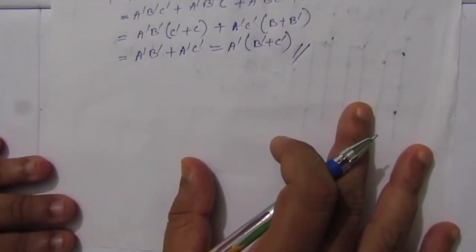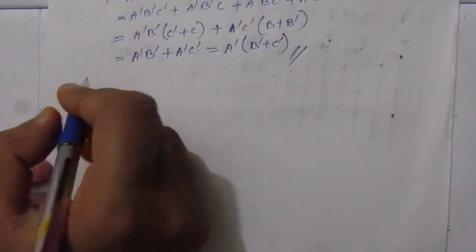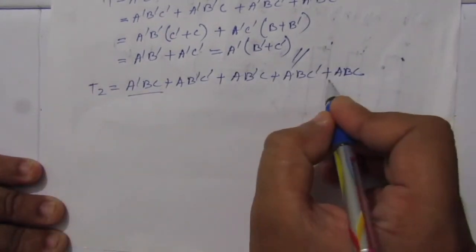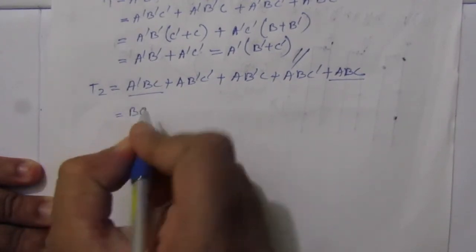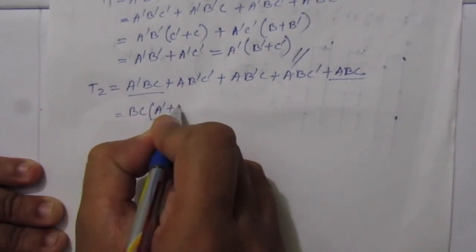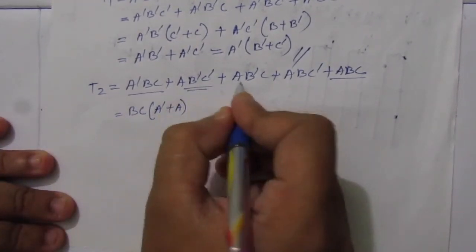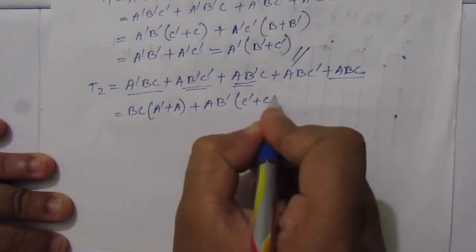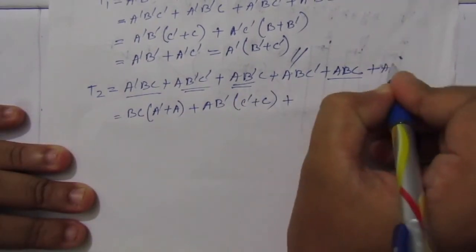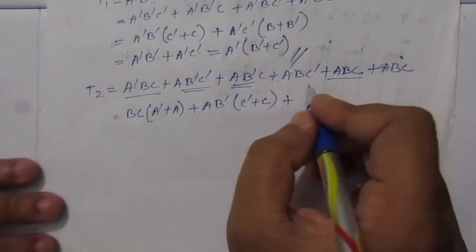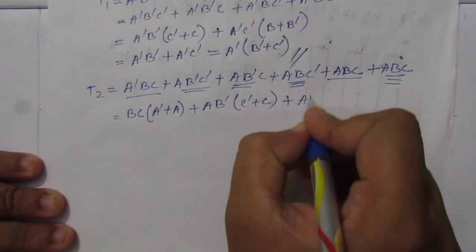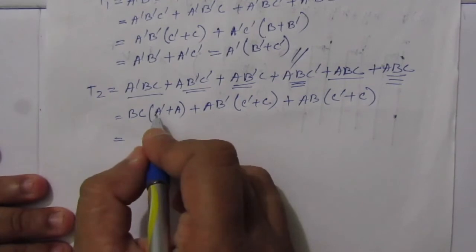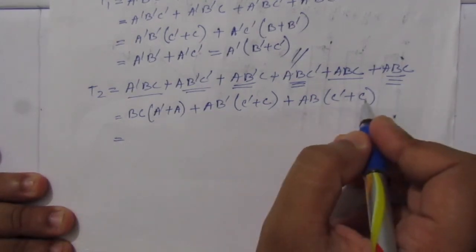Now let us find the minimized Boolean function for T2. T2 equals, from the first term and the last term, if we take BC common, we will get A bar plus A. Then from these two terms, we can take A, B bar common. We will get C bar plus C. If we add another A, B, C here, the result will be the same. From these two terms, we can take A, B common and it will be C bar plus C. Here A plus A bar is 1, C plus C bar is 1, and here also C plus C bar is 1.